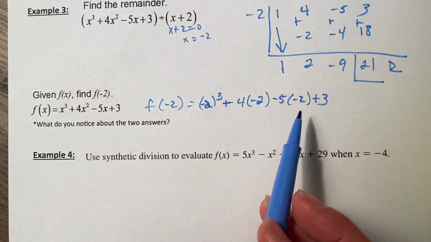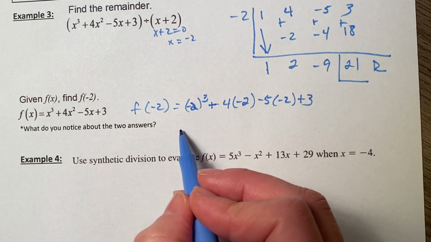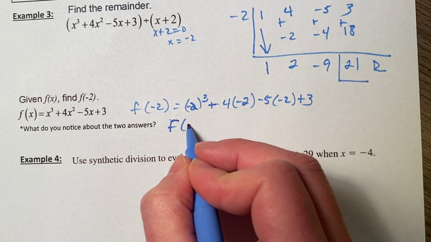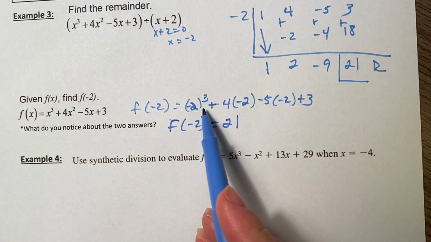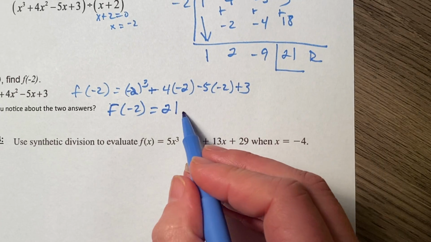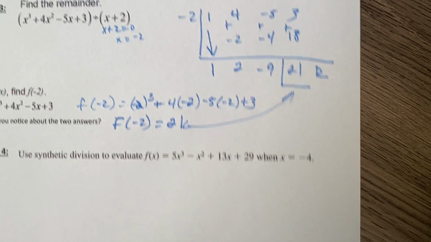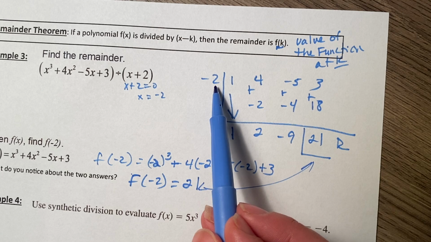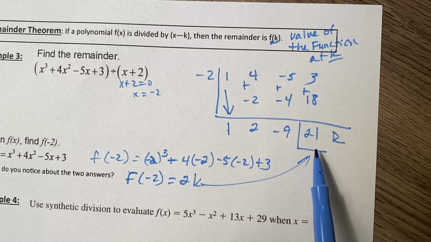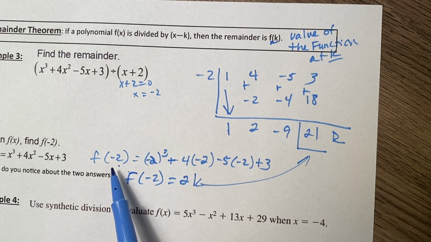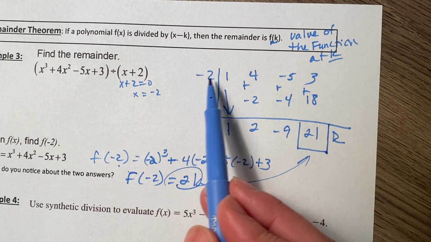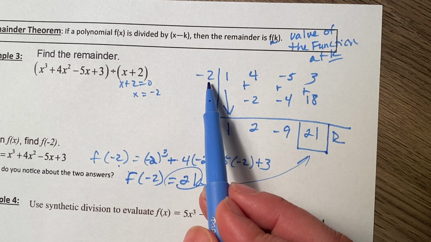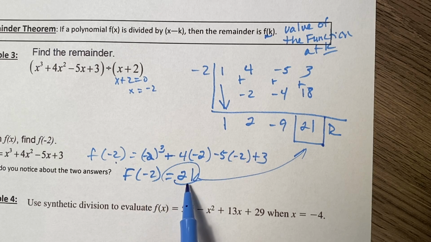So if we go ahead and evaluate this, we will find that f of negative 2 is equal to 21. So go ahead and put that in the calculator, you can evaluate it. Notice the remainder is the same. So when we did synthetic division using negative 2, we had a remainder of 21. When we subbed in the value of negative 2, we had a solution of 21. So the remainder theorem tells us whatever the remainder is here, that's the value of the function at that point. So at negative 2, the function is 21.